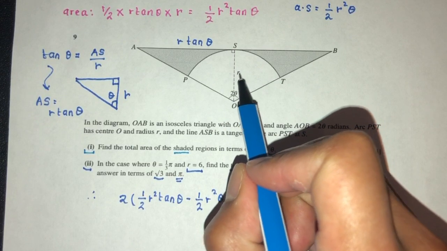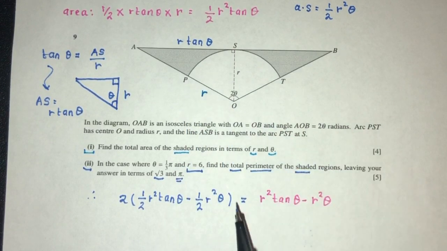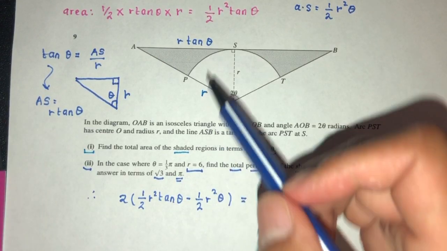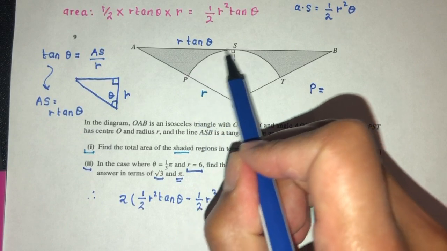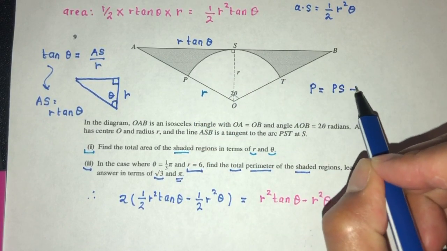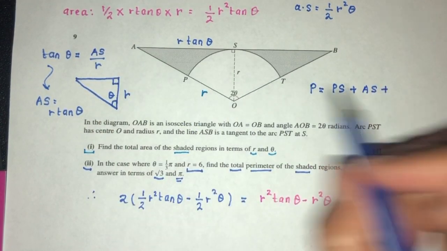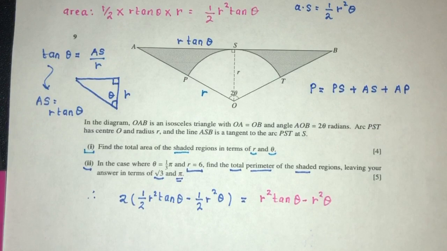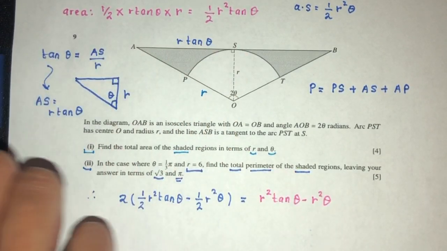Here we have R, which means this is also R, right? This OP is also the radius. Good. Now first, we understand the perimeter is what? Distance around the object. It will be PS plus AS and plus AP. So we have to find all these sides to find the perimeter of this shape over here.